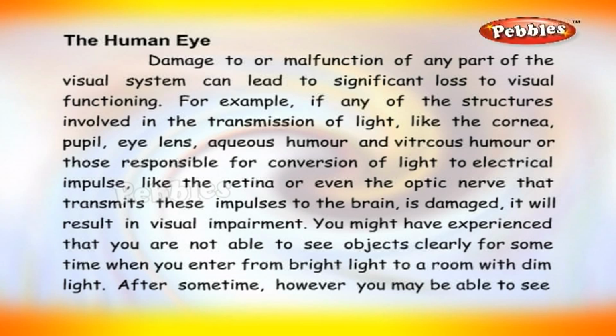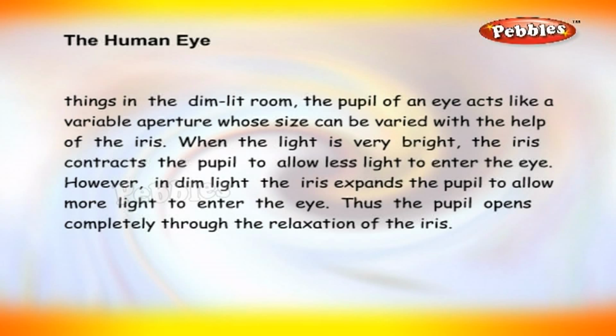You might have experienced that you are not able to see objects clearly for some time when you enter from bright light to a room with dim light. After some time, however, you may be able to see things in the dim light room.